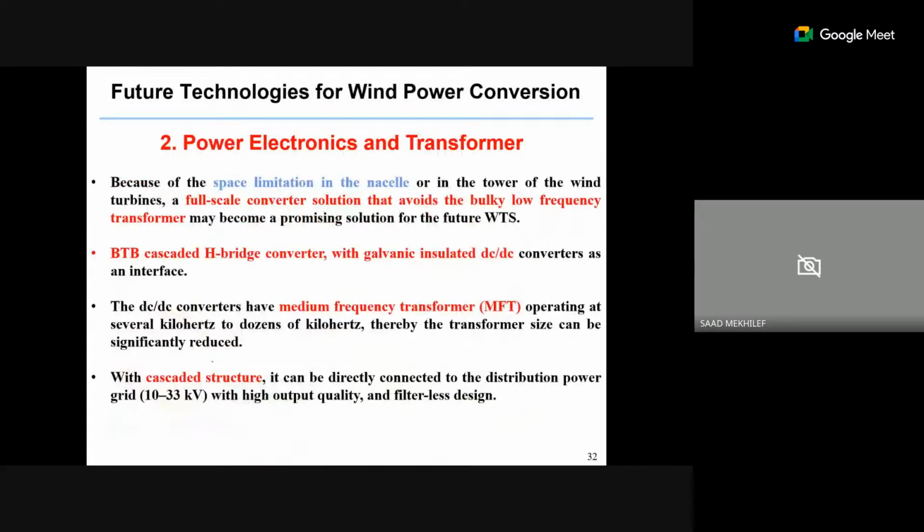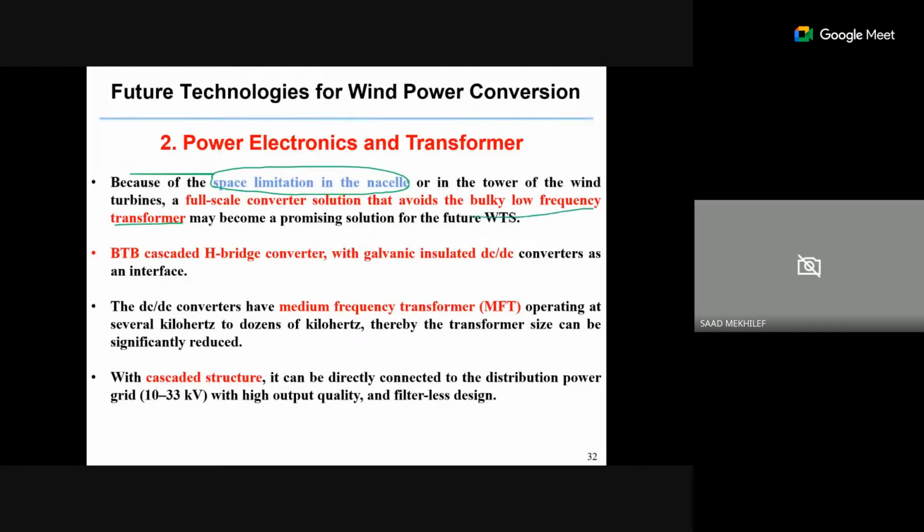Okay, in terms of power electronics, I think there are also a lot of innovations, and this is driven by the limited space available within the wind turbine. So we have limited space. What does limited space mean? It means you cannot have big converters or what you call multi-stage converters and so on. So full-scale converter solutions that avoid a bulky low-frequency transformer are necessary.